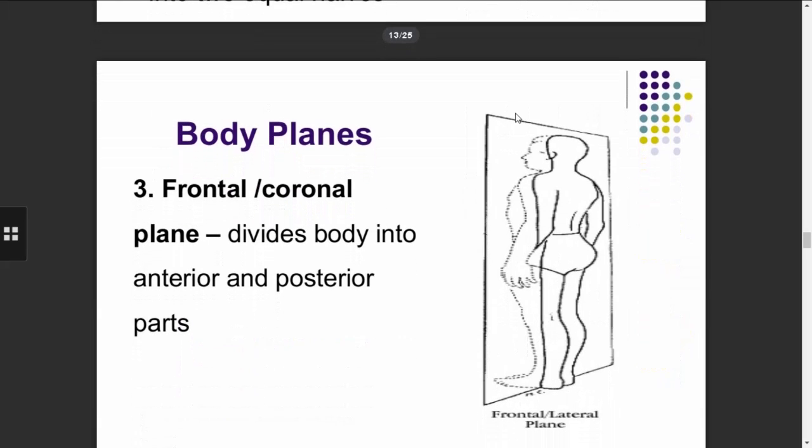Third one is the frontal or coronal plane. We can see that it divides the body into an anterior region and a posterior region. This plane is dividing the anterior region and the posterior region.